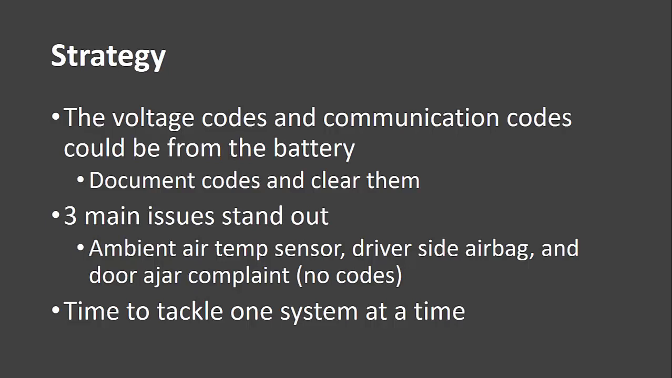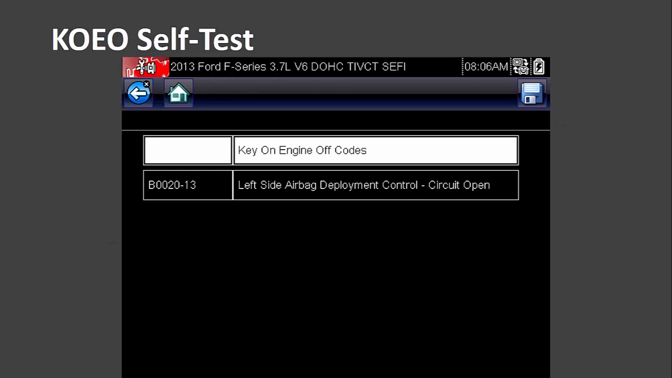So in no particular order, I decided to take a look at the airbag system first. And I did the key on, engine off self-test. And this B002013, that is an active circuit open code. Now, I always preach to my students, and when I go to training, how important it is to understand code descriptions. Is it a circuit code? Is it a rationality code? Is it a performance code?